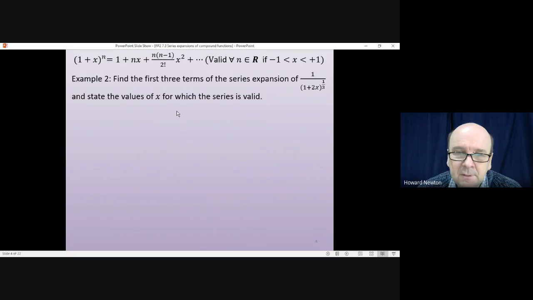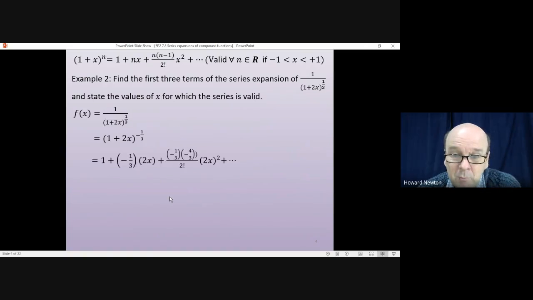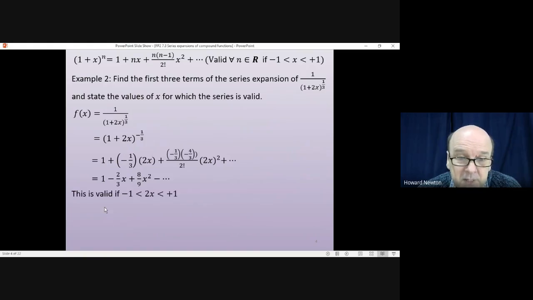Okay, let's have a look. So as we said, first thing you need to do is write it as (1 plus 2x) to the minus a third, and then n is equal to minus a third, and we're substituting in x equals 2x into the series. That will give us that. If I tidy that up, it gives me 1 minus 2/3 x plus 8 over 9 x squared. And in terms of validity, well, I've been doing this expansion, so I've got 2x, which means it's valid if 2x is between -1 and +1, which means it's valid if x is between -1/2 and +1/2. Do be careful on what you put in here.